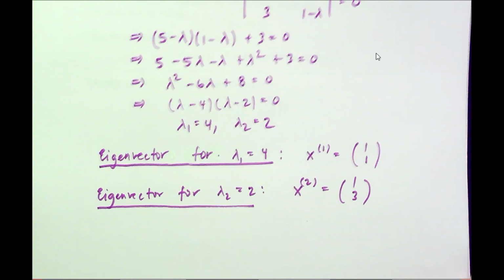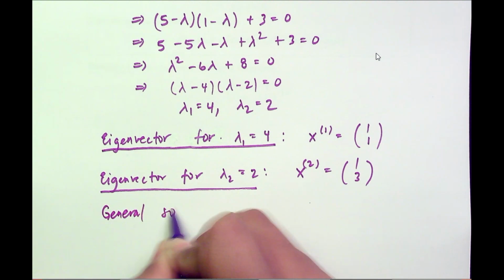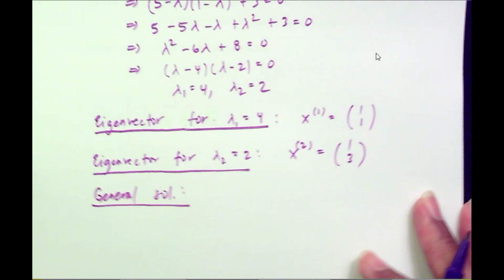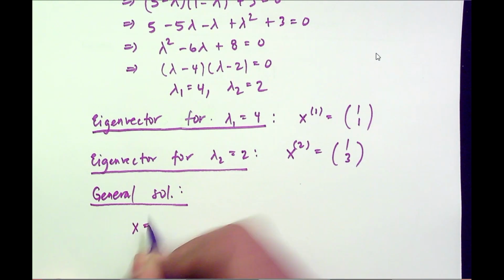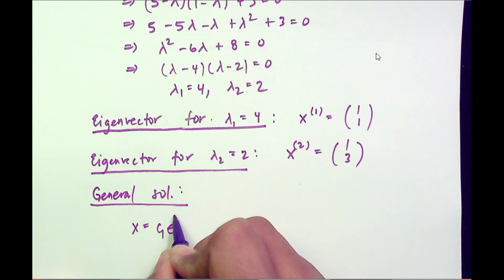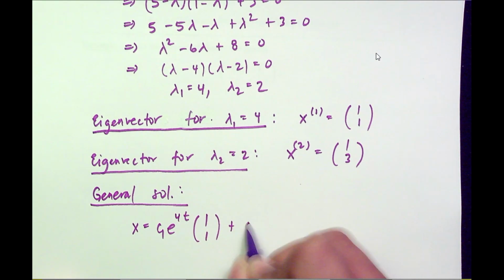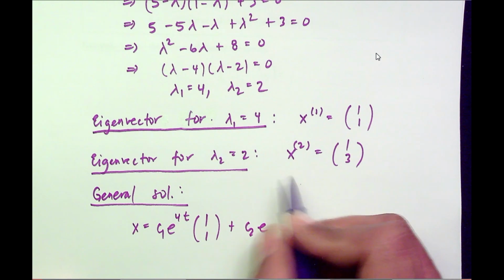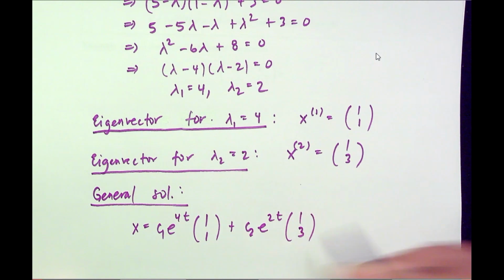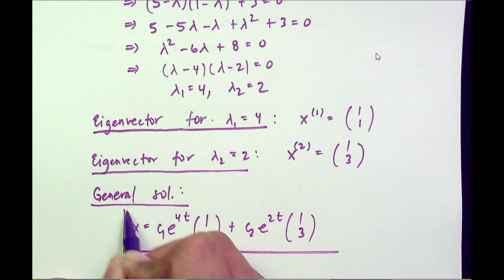So that means right now we can immediately write down the general solution of the system. The general solution is x equals c1 e to the lambda 1. Lambda 1 is 4. t times the corresponding eigenvector, 1, 1, plus c2 e to the lambda 2. Lambda 2 is 2. t times the corresponding eigenvector, which is 1, 3. So that right there is the general solution of the system.